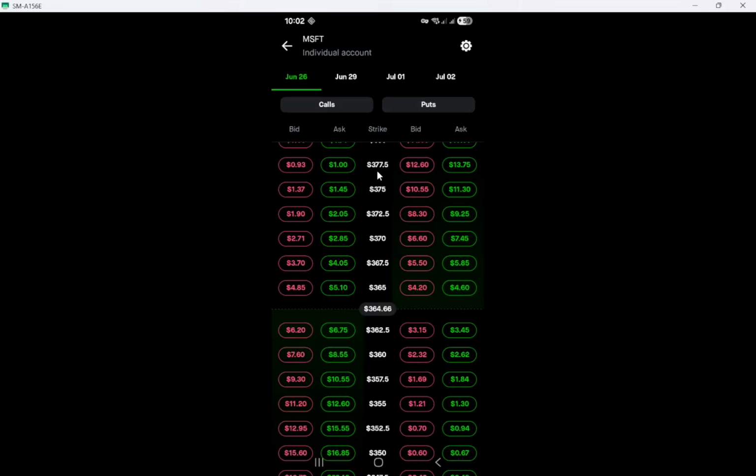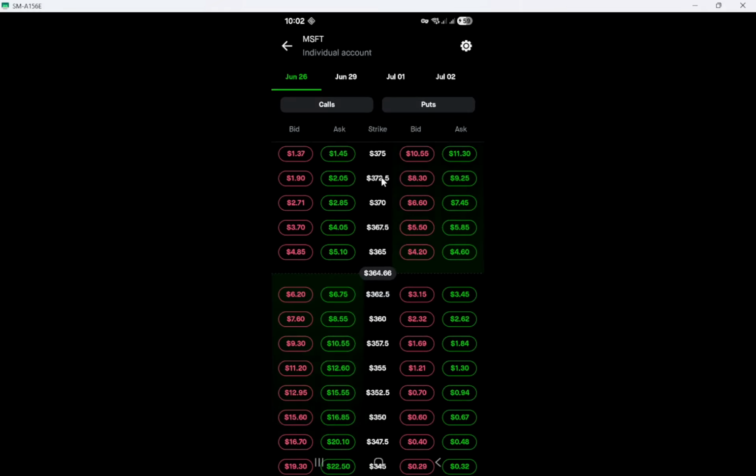As you scroll through the options chain, you'll notice several key columns. These include bid, ask, mark, last, volume, open interest, and a few others. The bid is the highest price buyers are willing to pay, and the ask is the lowest price sellers are willing to accept. The mark is simply the midpoint between the bid and ask. The last column shows the most recent trade price.